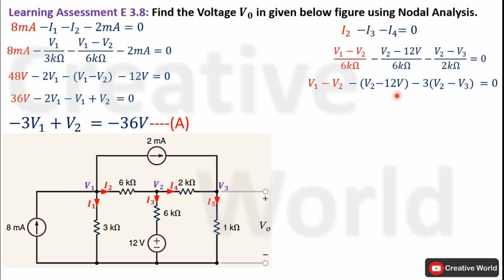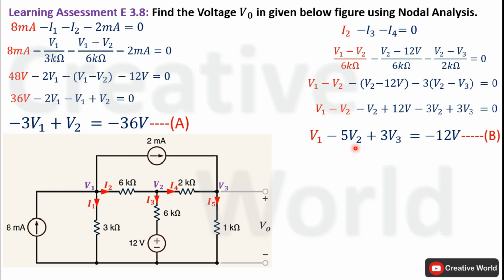Now open these brackets, this minus will multiply with the variables inside the brackets. Same case here, minus 3 will be multiplied with the variables inside the brackets. The equation will become V1 minus V2 plus 12 volt minus 3V2 plus 3V3 equal to 0. Now we will place this plus 12 volt on the other side of the equal sign to separate it from the variables and add all the same variables together. The equation will become V1 minus 5V2 plus 3V3 equal to minus 12 volt.